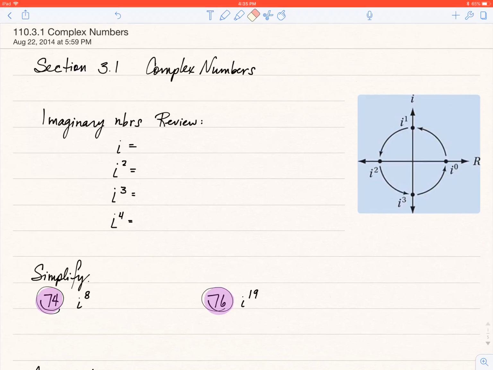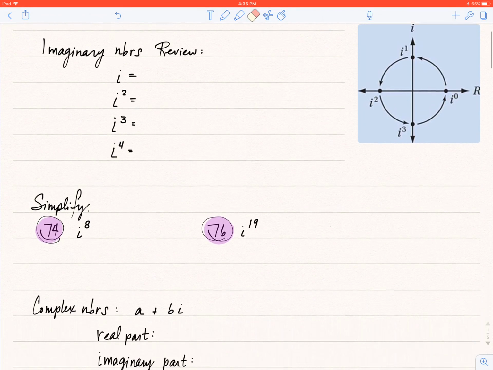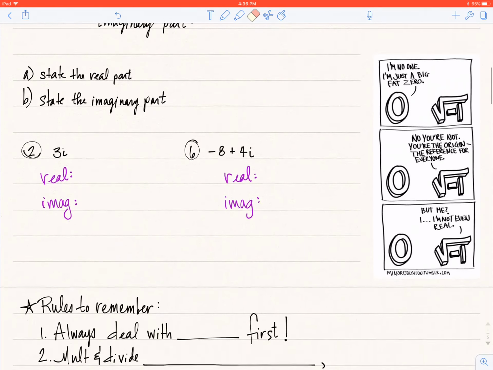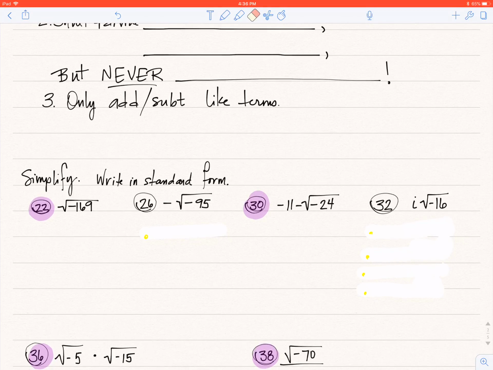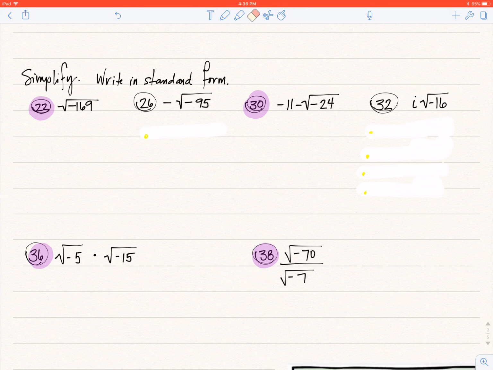Hey folks, I'd like to show you some examples from section 3.1 in dealing with complex numbers. So take out your notes, go to section 3.1, and let's head down to number 26 first.